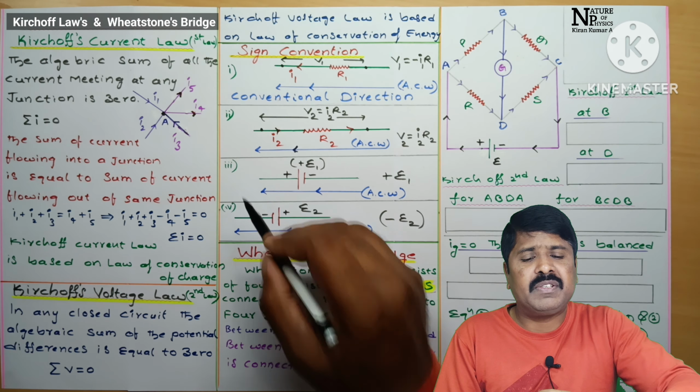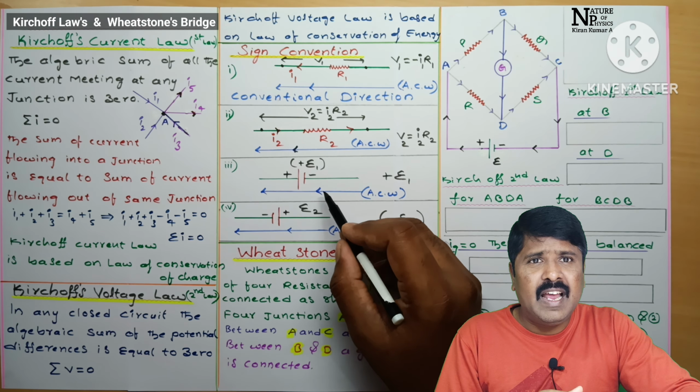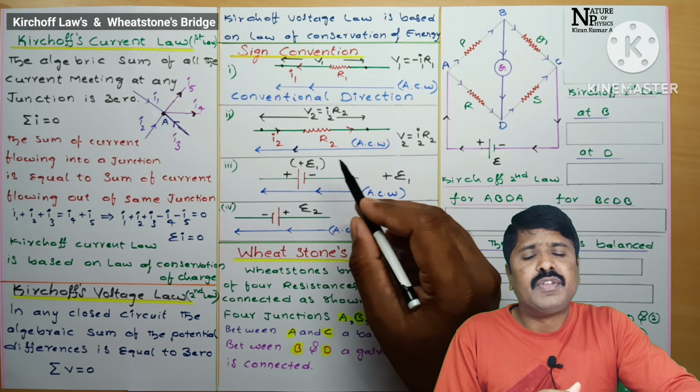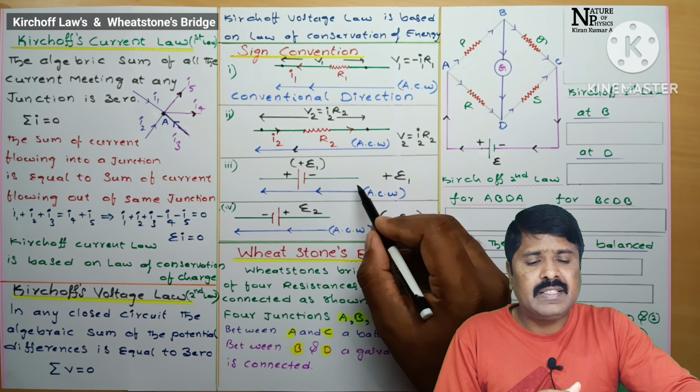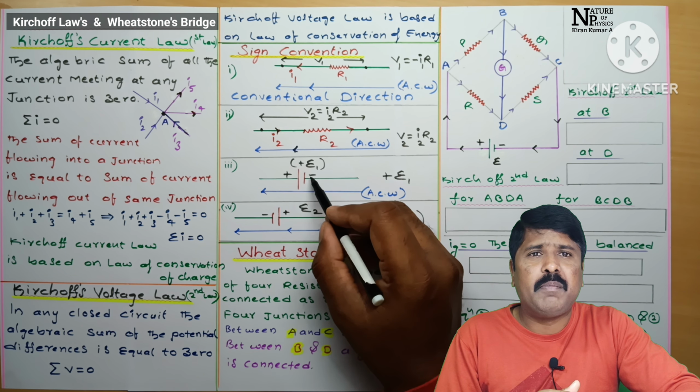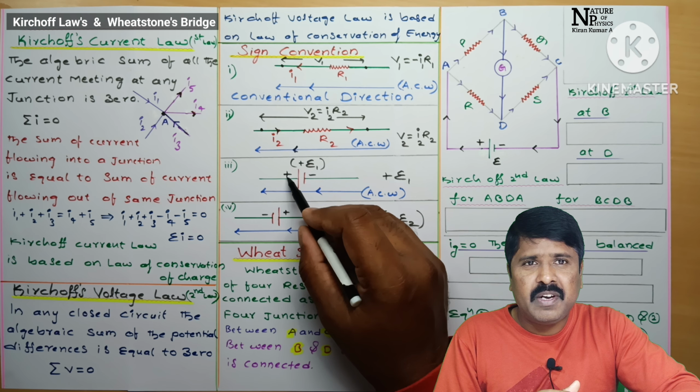Okay, and next, the third condition: there is a cell of EMF E1. So here the convention direction is crossing from the negative terminal of the cell to the positive terminal of the cell.